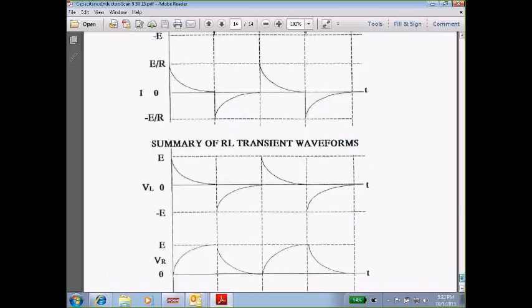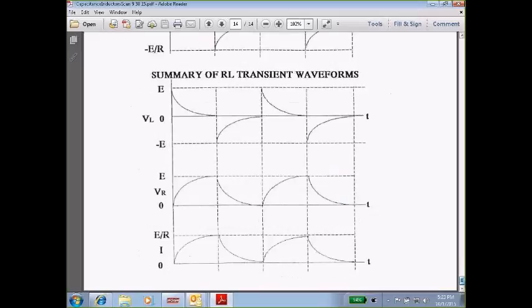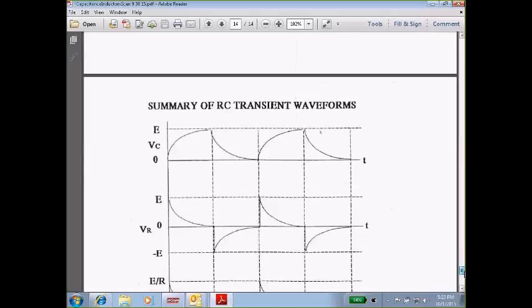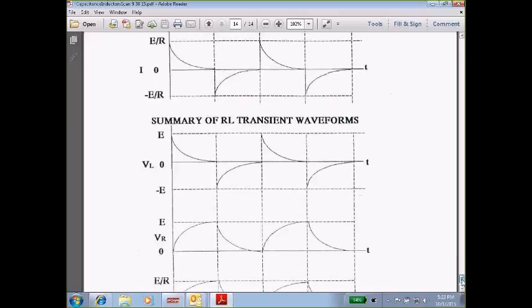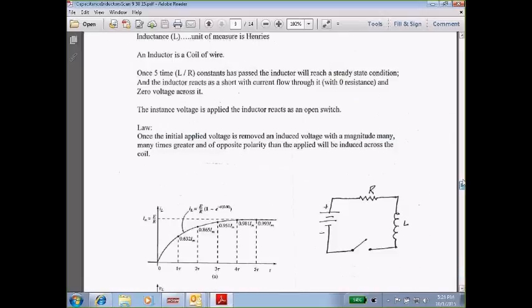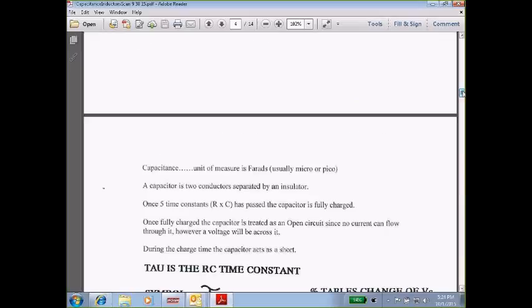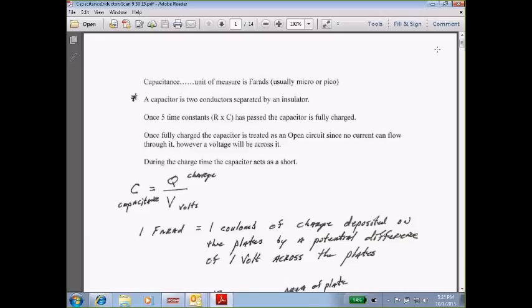And then the last slide is just the actual waveforms, and I've got a summary of both for RC and RL transient waveforms. Now, if you want to get real involved, you could actually have them graph some of these solutions with their graphing calculator, and they would come up with graphs that would look similar to this. I don't do that in the DC course. In the AC course, near the end, we have them graph a couple of them, but not in the DC course.